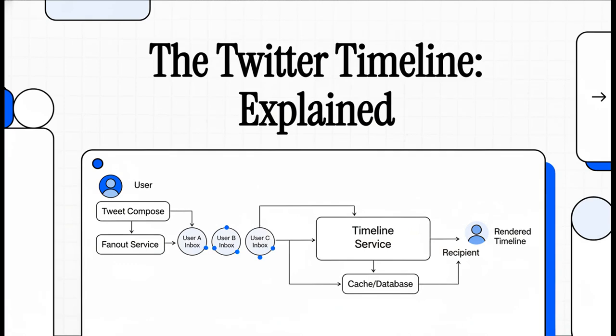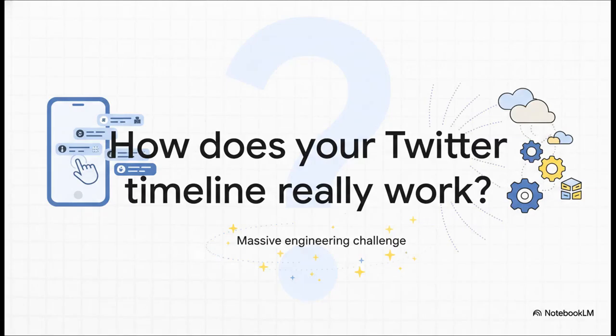All right, let's pull back the curtain on something that millions of us use every single day, but almost nobody really understands: the Twitter timeline. You know the feeling, right? You pop open the app, you give it a scroll, and new tweets just appear. It feels so simple, almost like magic. But behind that incredibly smooth experience is a monster of an engineering challenge. So, how does it actually work? And how on earth does it do it so fast?